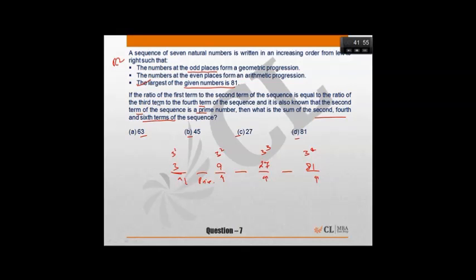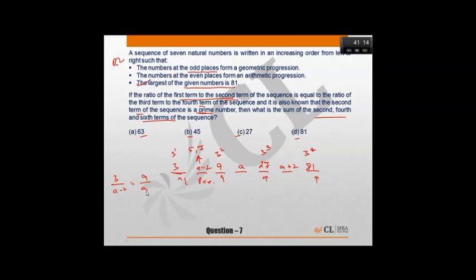Okay. The ratio of the first term to the second term. So if I say this is A, this is A plus 2 and this is A minus 2. The ratio of the first term to the second term is equal to the ratio of the third term to the fourth term of the sequence. It is also known that the second term of the sequence is a prime number. So this can be either 5 or 7, because no other prime number exists between 3 and 9.